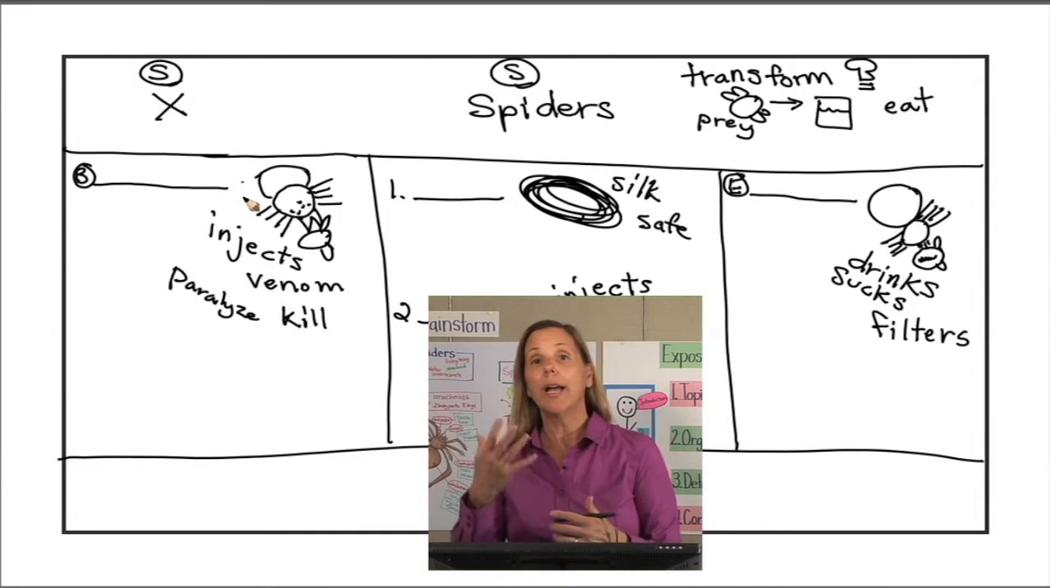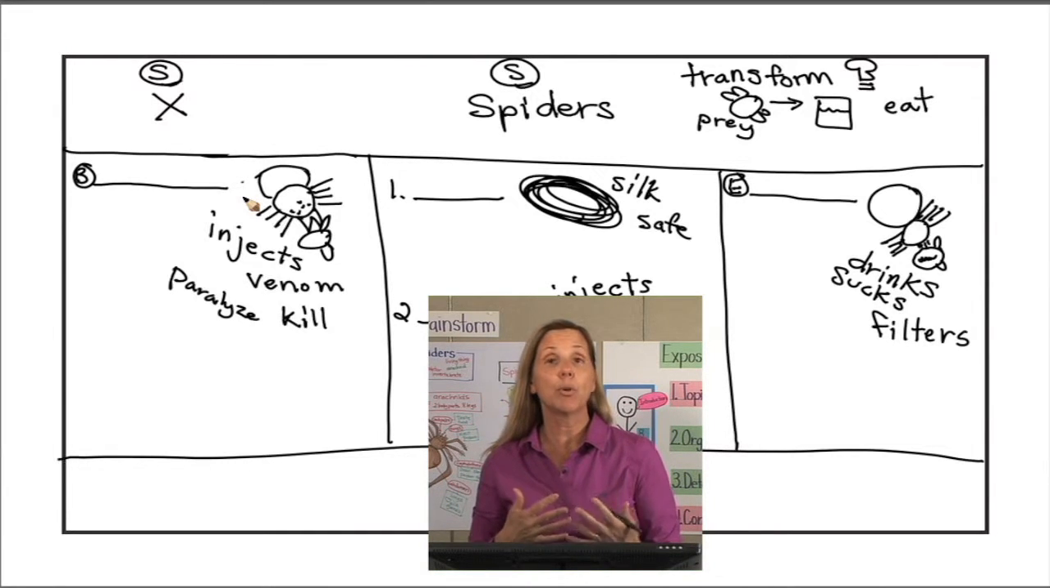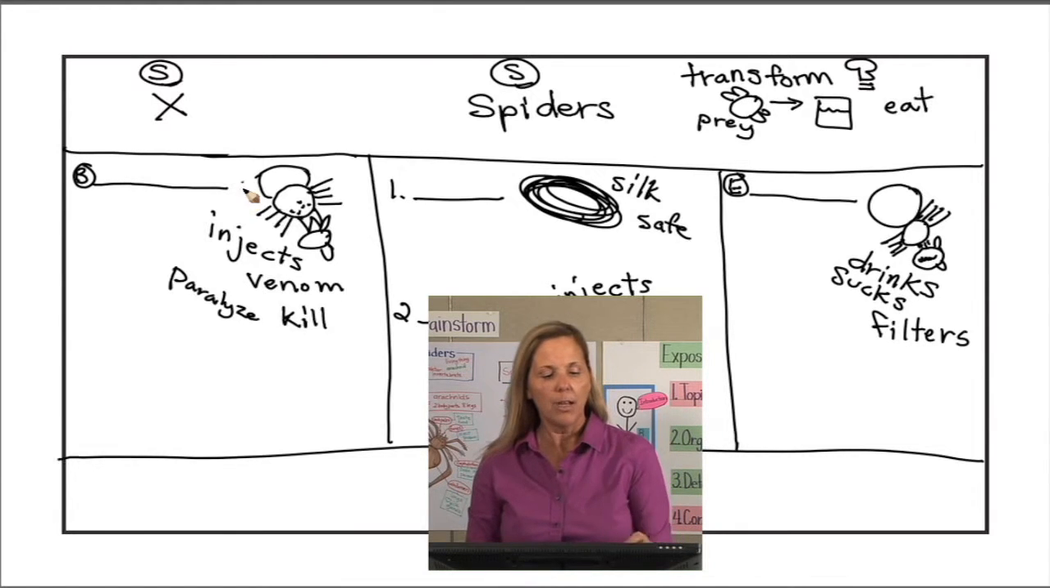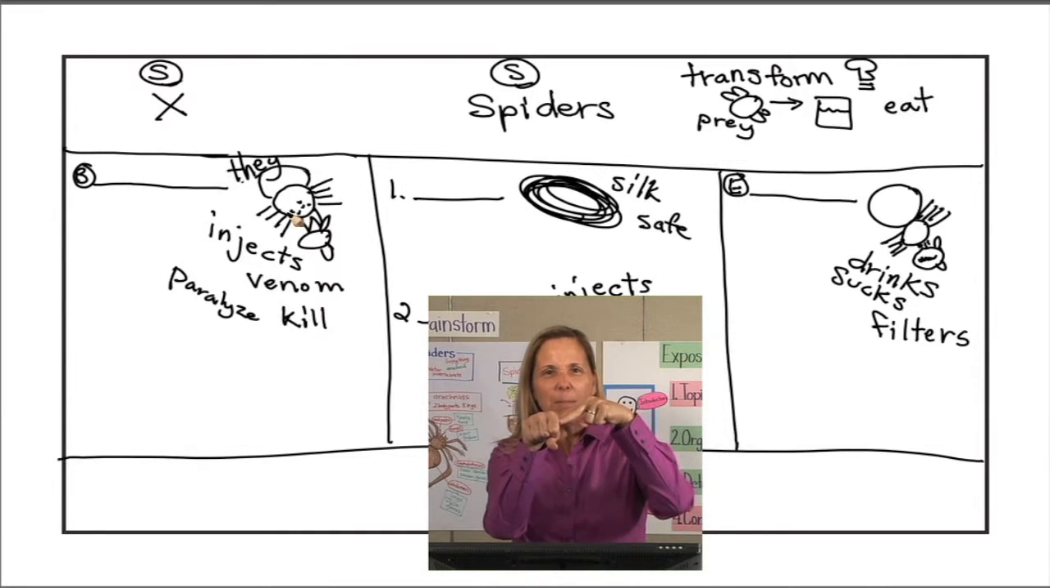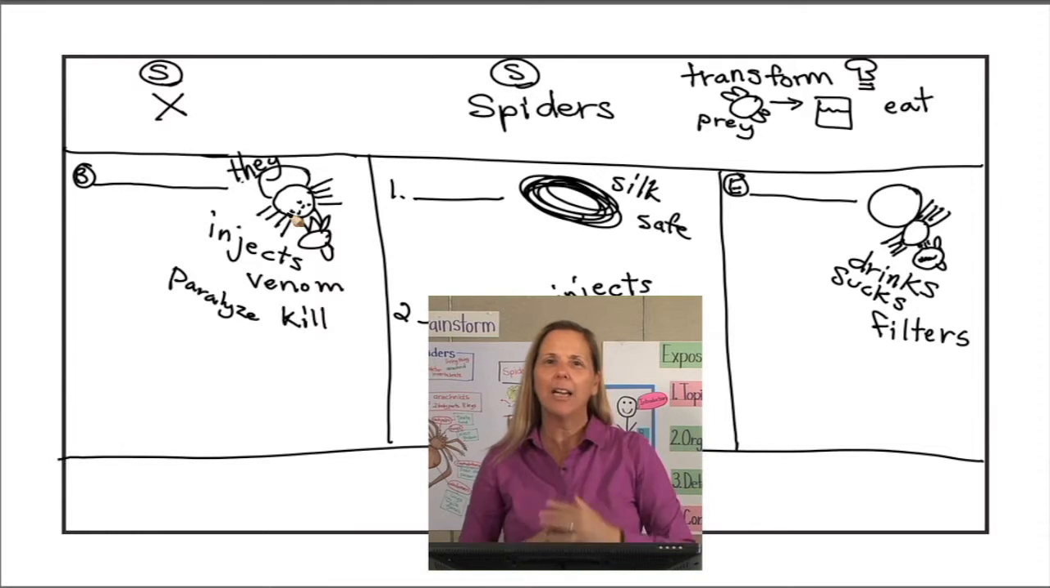What could I use? I could use a proper noun, I could use a pronoun, a synonym. In this case, maybe I'll just use a pronoun. I'll use the word they, because I'm not talking about one spider, I'm talking about spiders. So now let's say our sentence: they inject venom into their prey. I've already used prey in the previous sentence.